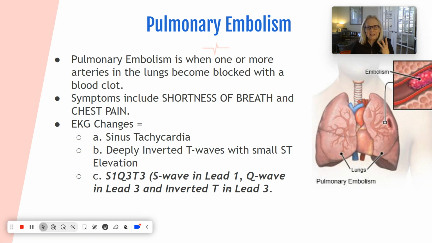So you're looking for those three things to come together. You're looking in lead 1 and lead 3, that's Roman numeral 1 and 3. So for those first two on the EKG, you're looking for that S wave to be kind of deep, and then the Q wave also to be deep, and an inverted T in lead 3.